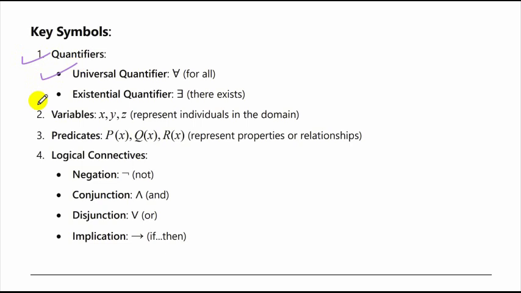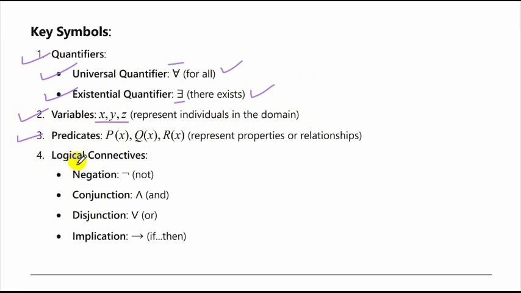Quantifiers are the universal quantifier and the existential quantifier, represented by the mirrored A character and the mirrored E character. The universal quantifier means for all, and the existential quantifier means there exists some, a few. We can also use variables x, y, z, small letters, to represent individuals in the domain, in the set. We use the lowercase characters x, y, and z, the three characters at the end.